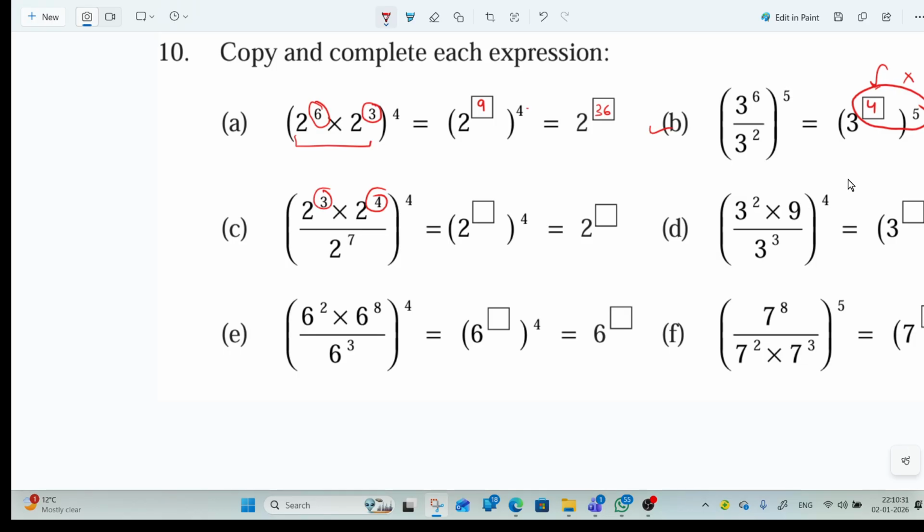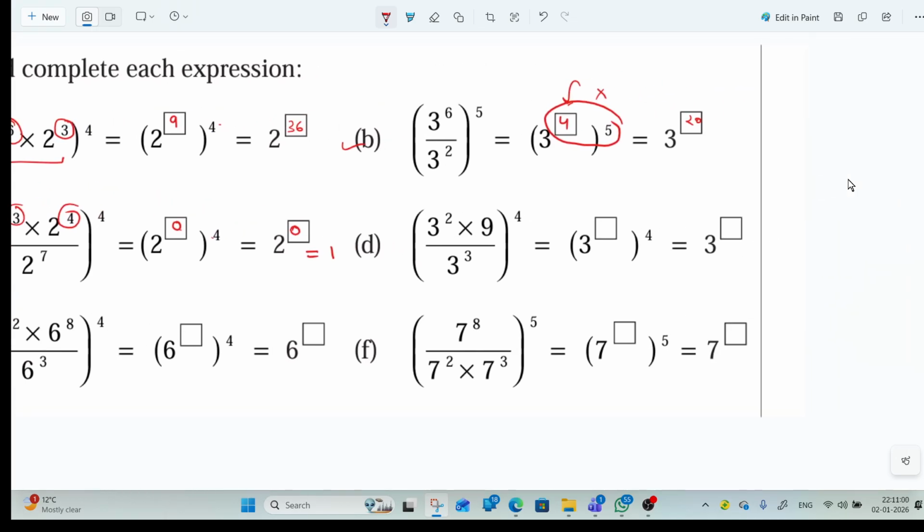So you got 2 to the power 7, but in the denominator you have 2 to the power 7. To solve it, how much will you get? 2 to the power 7 minus 7, right? Because they are in division. So what should I write here? 0, right? 7 minus 7 is 0. Now 2 to the power 0 is equal to 1, right? Good. Can you try this one?